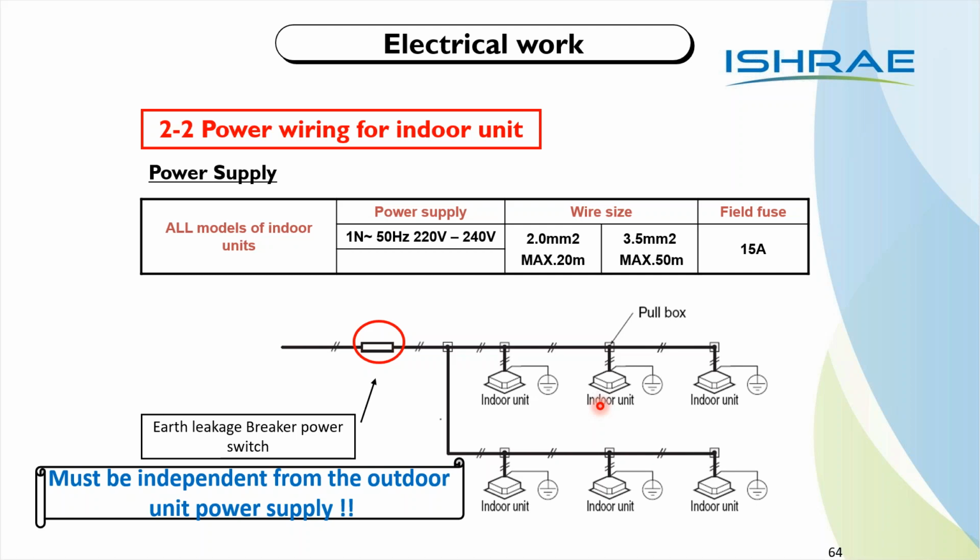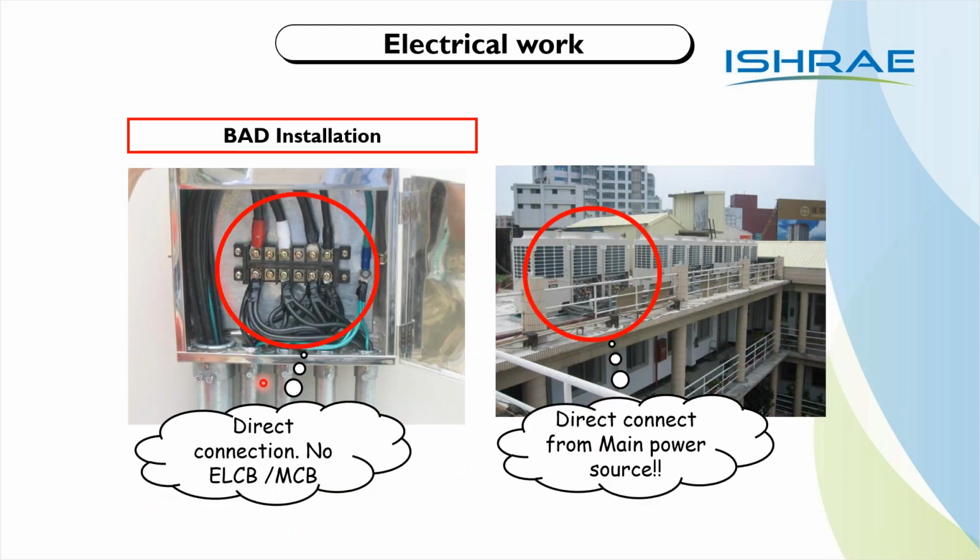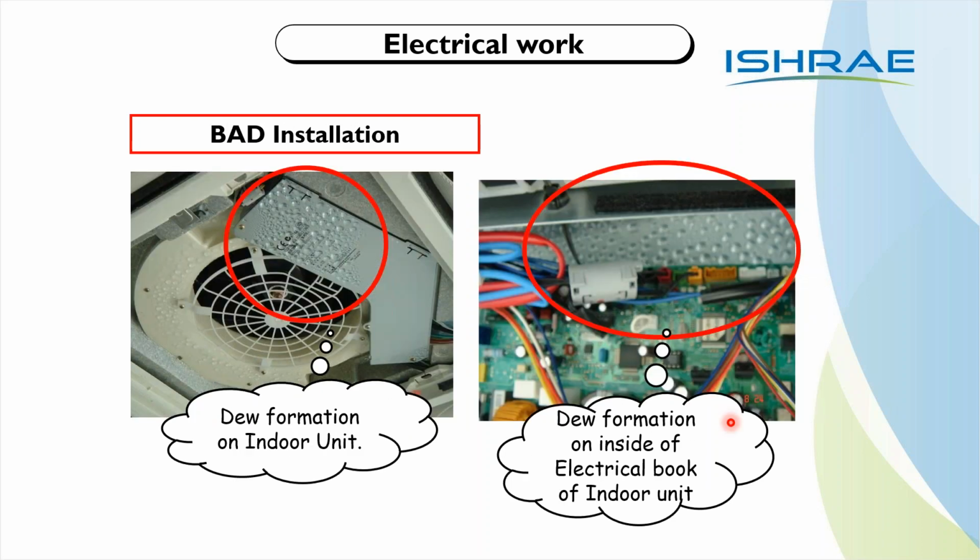Then this must be independent from the outdoor. Do not use the same supply for indoor that you use for outdoor. The indoor power connection has to be separate, and the outdoor power connection has to be separate. Now, this is a direct connection, with no MCB here. Do not have this practice. Generally, it is advisable to have one isolation box on the terrace, bring the main power supply to the isolation box, and from that isolation box bring wires to connect to your outdoor unit. This is very, very important for us to understand.